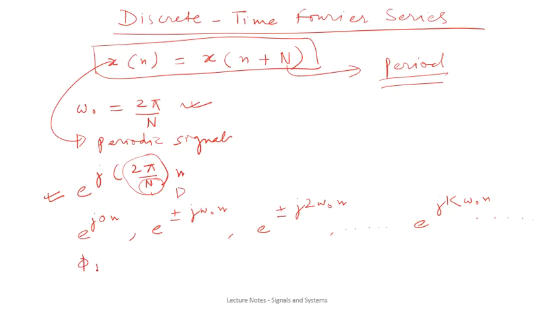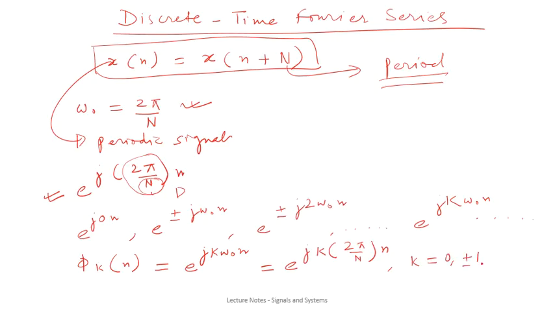So we can write this set as e raised to the power j k omega naught n, which can further be simplified if you put the value of omega naught as 2 pi by N. Now here this k can have different values, starting from 0 to plus 1, plus 2 in the positive direction, then in the negative direction as well, minus 1, minus 2.